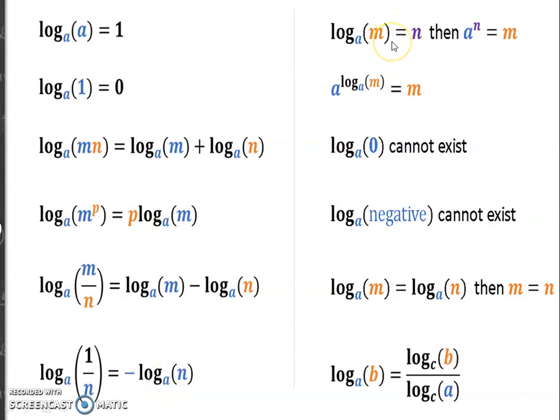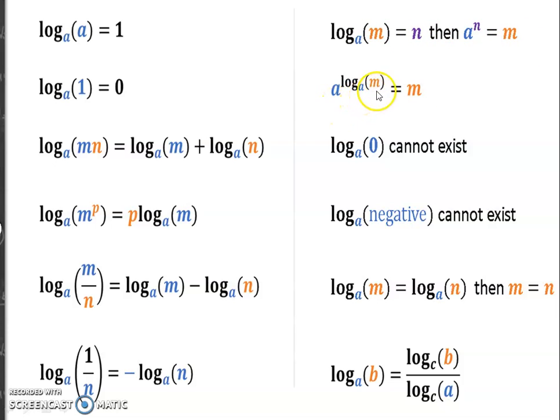In the last lectures we studied how to convert a logarithmic function into exponential form. This is also useful to solve examples. Log m to the base a is equal to n, then a raised to n is equal to m. So the base goes to the base, the answer goes to the index and the number goes to the equal part.